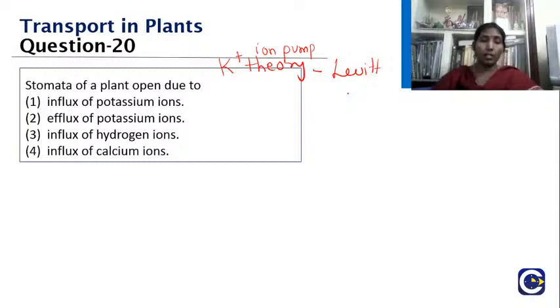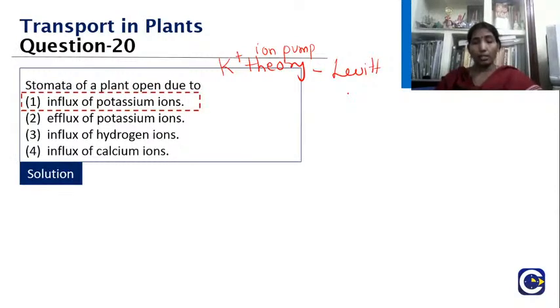So what should be your answer? It is nothing but the influx of potassium, because when potassium ions enter in here and get accumulated, what will happen? The water potential of the guard cells will decrease, they will become more turgid, so that the stomata will be kept open. So that is the cause for the influx of what? The influx of the potassium ions.